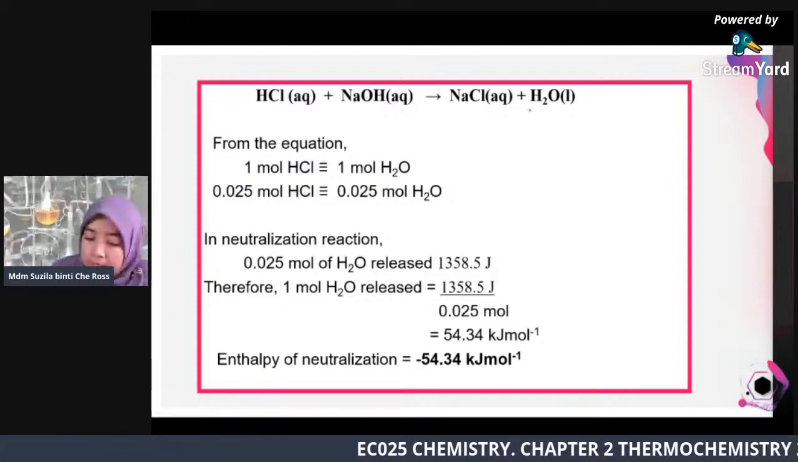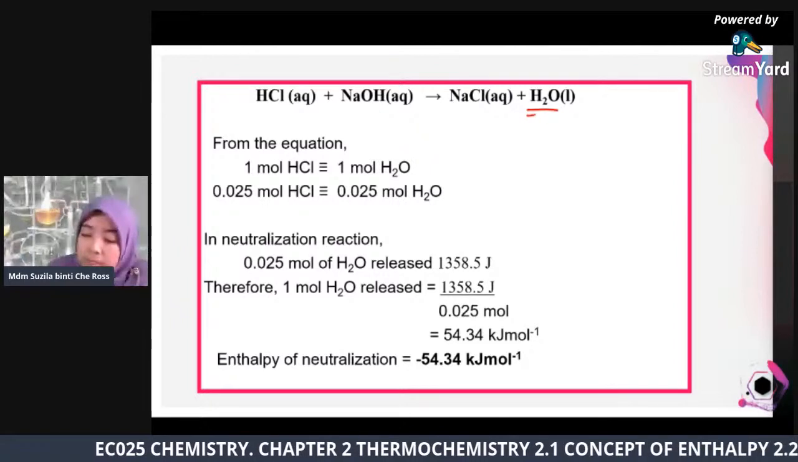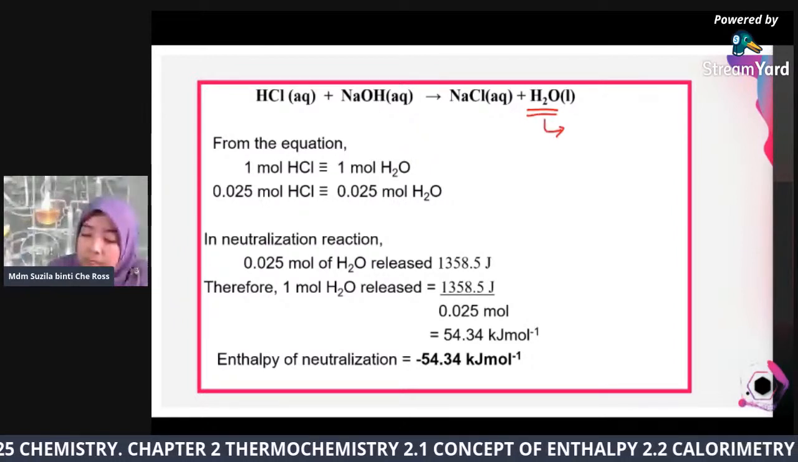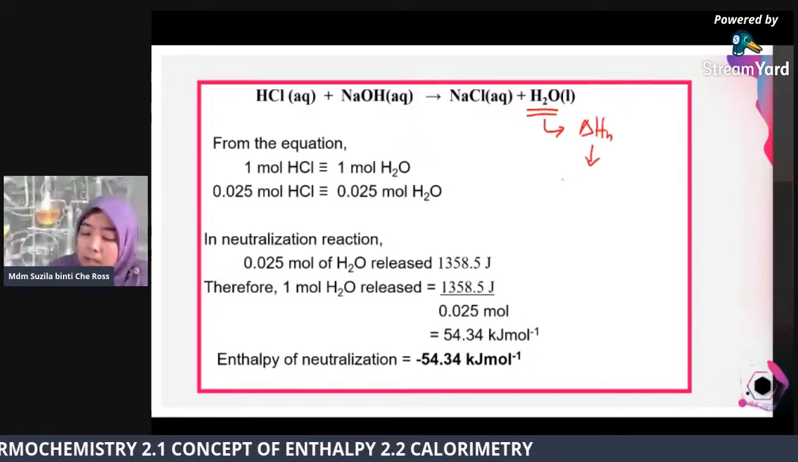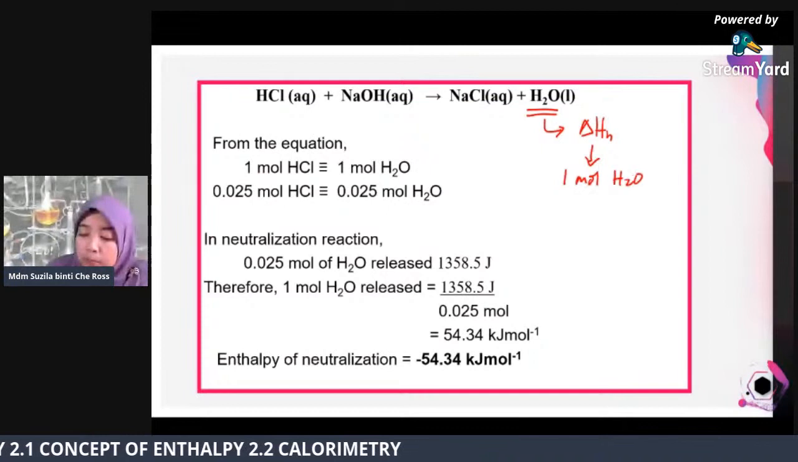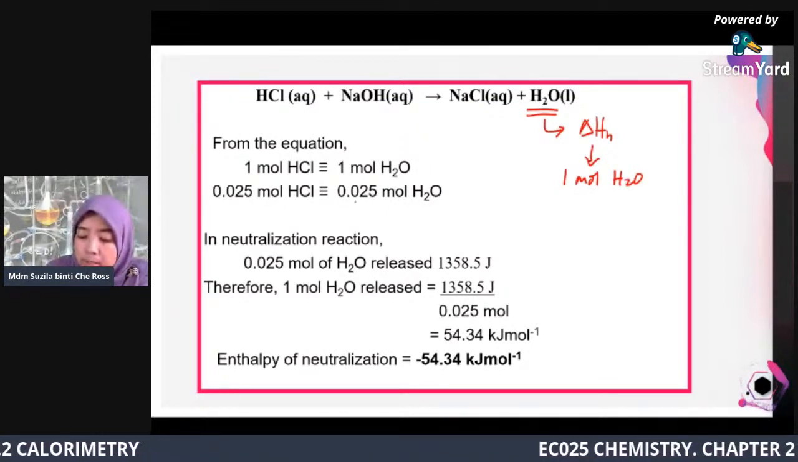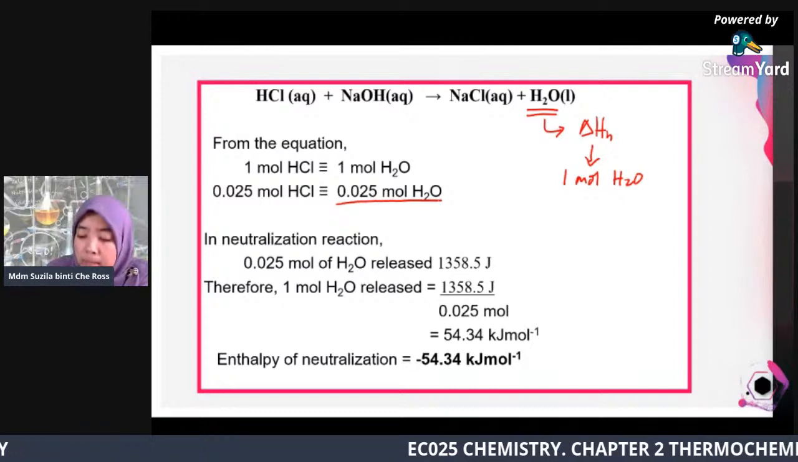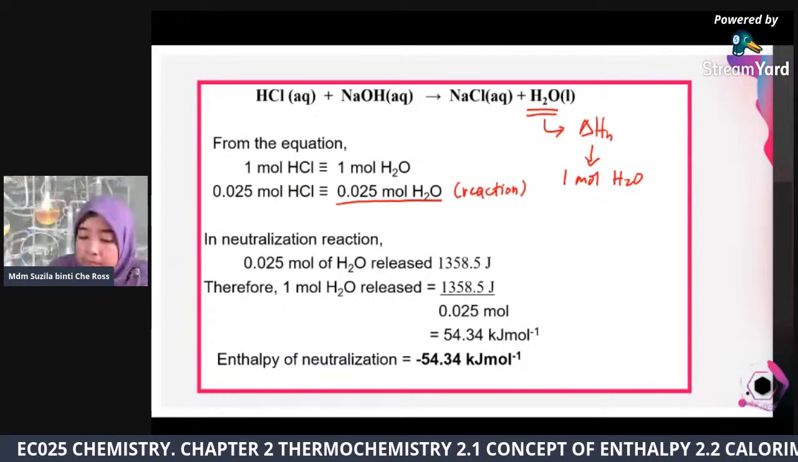Okay, and then the number of mole of water. Why do we need to find the number of mole of water? Because of the definition of delta Hn itself. Delta Hn itself is defined when 1 mole of water forms. Okay, 1 mole water form. So we need to find the number of mole of water formed from the reaction. Number of mole of water formed from the reaction is 0.025. Okay, 0.025, and then we need to calculate delta Hn.